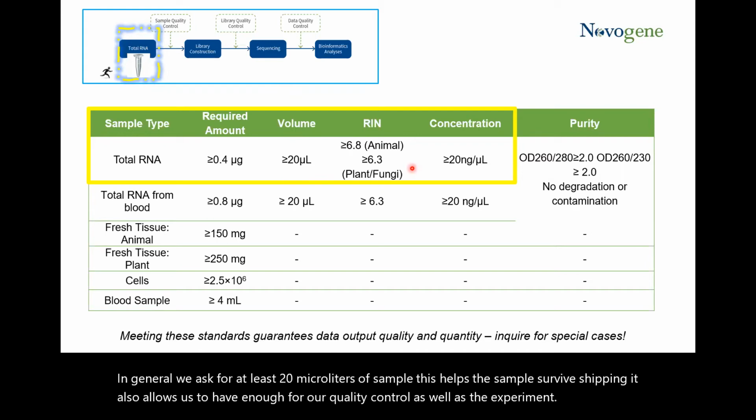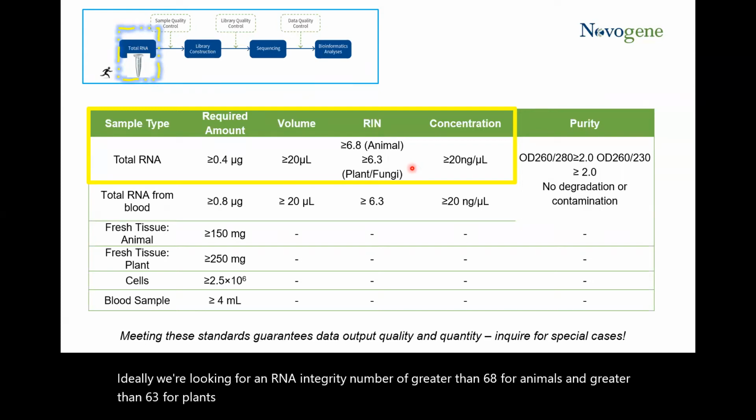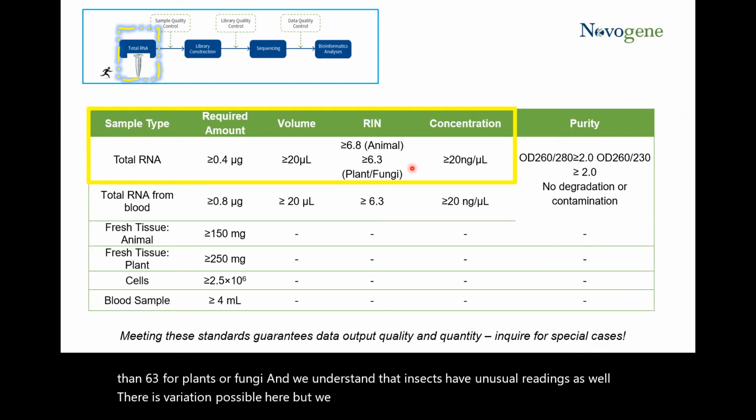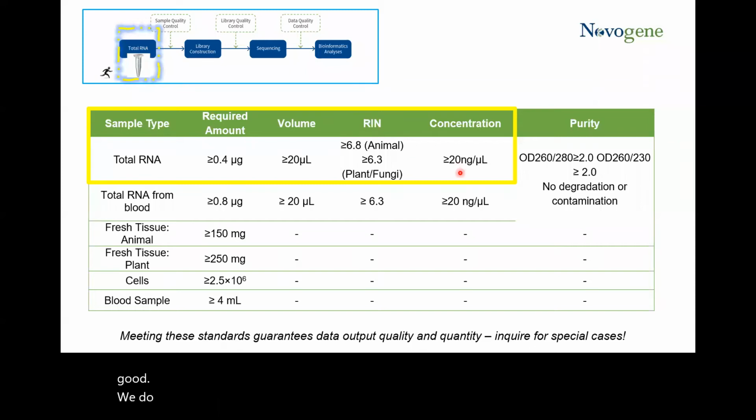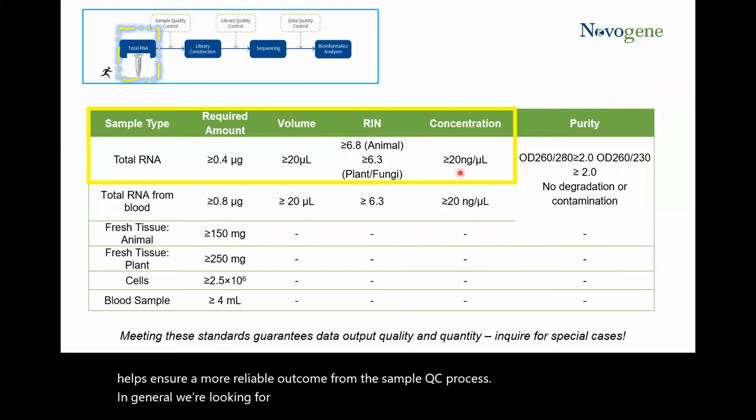Ideally, we're looking for an RNA integrity number of greater than 6.8 for animals and greater than 6.3 for plants or fungi. And we understand that insects have unusual readings as well. There is variation possible here, but we like to say that this is where we know our libraries will be good. We do ask that you achieve a concentration of 20 nanograms per microliter if possible. This helps ensure a more reliable outcome from the sample QC process. In general, we're looking for intact mRNA. We're looking for that to be clean of any contaminants.